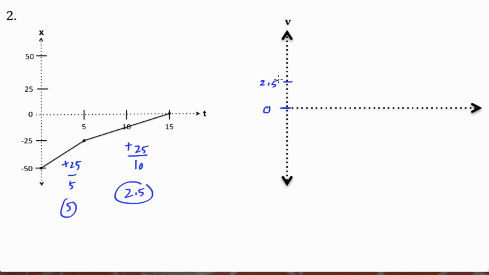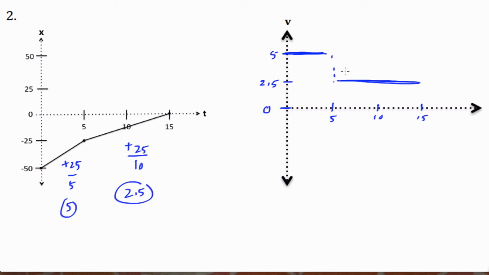Here's 2.5. Here's 5. And I'm going to scale my time axis in the same way because these graphs both represent the exact same event. So here's 5, 10, and 15. For the first 5 seconds, it was at positive 5. And for the next 10 seconds, it was a positive 2.5. And this is supposed to be a horizontal line, and it represents a constant velocity. So that is what that graph should look like. And it is what I thought it should look like.